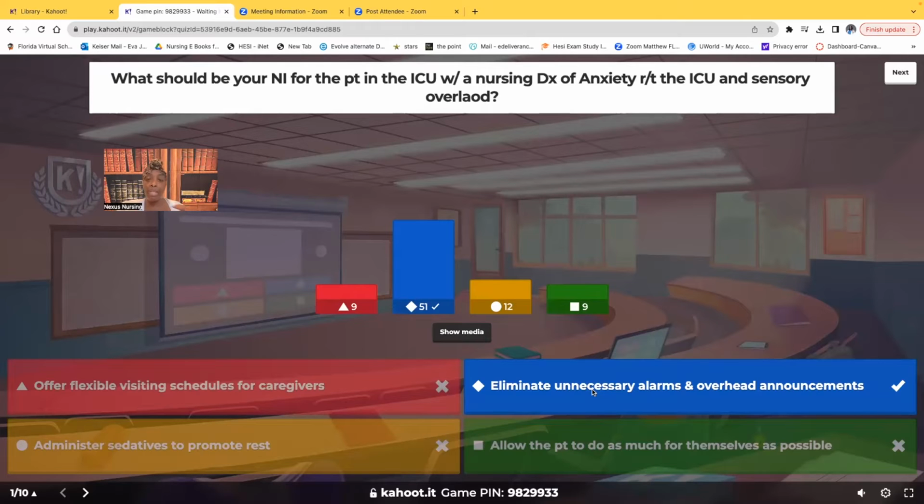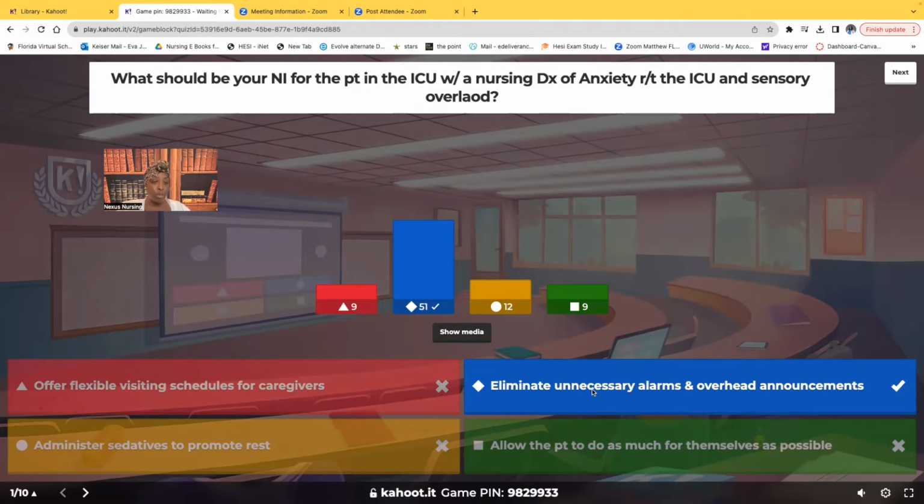So you want to have them at the end of the hall. You want to make sure people aren't pacing up and down the hall. You want to make sure there isn't a lot of light, there isn't a lot of noise. You want to decrease stimulation, okay? And in nursing, we always go from least invasive to most invasive. Look at the other choices.